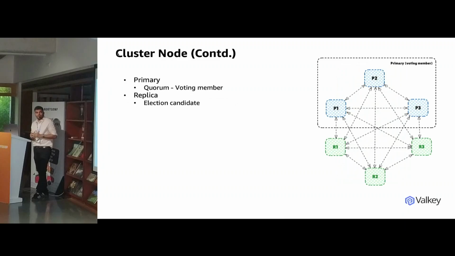So a cluster node has 2 modes of operation. This is in line with the data serving part, where the primary node, which is serving writes, becomes a voting member. So the primaries altogether form the quorum. And the replica is kind of a standby, where if a primary goes down, it becomes a candidate and gets promoted to a primary and becomes part of the quorum again.